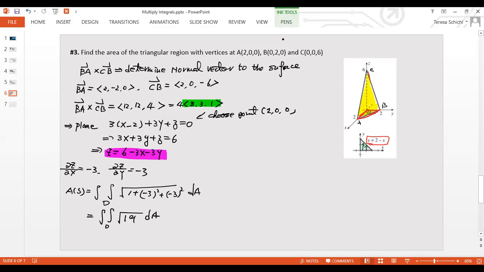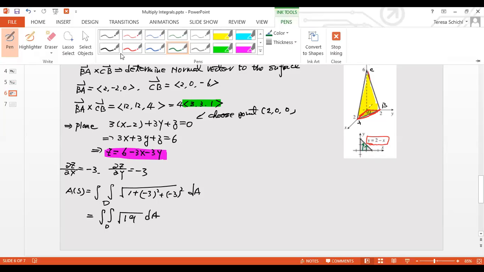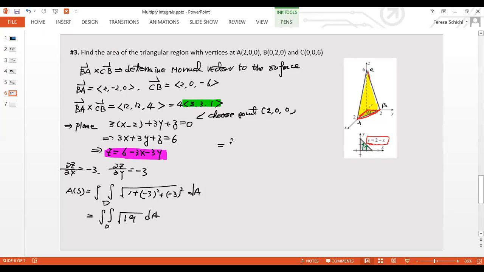Okay, so let's try to write these here. In here, I will say, this is the square root of 19 times dy. So y is from 0 to where? 2 - x here, right? So it's 2 - x, and dx. So what is dx? dx is from 0 to what? 0 to 2.